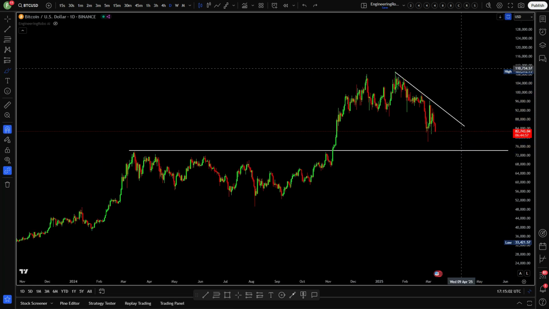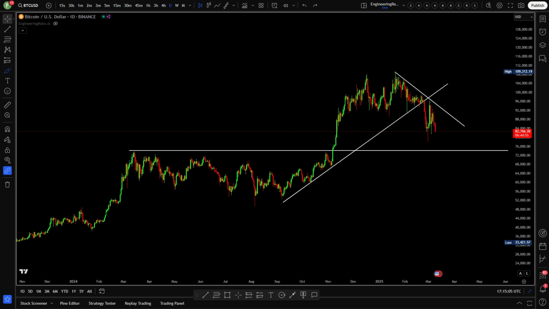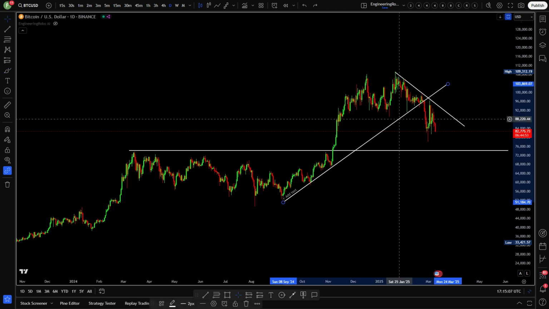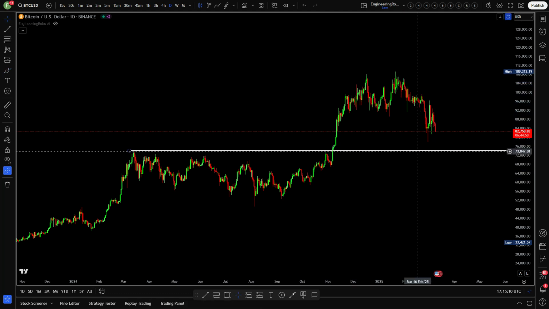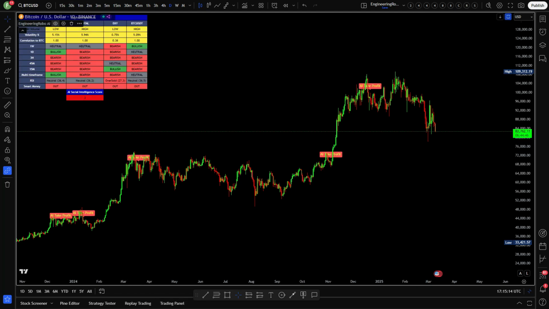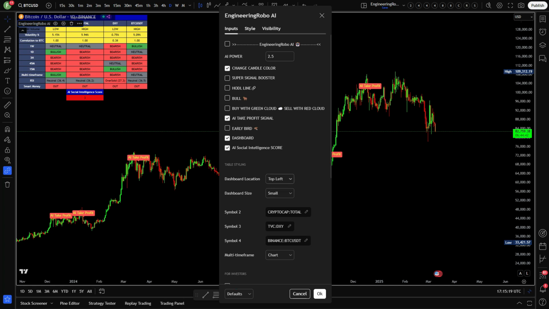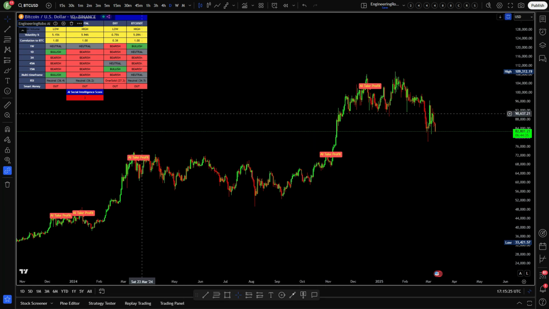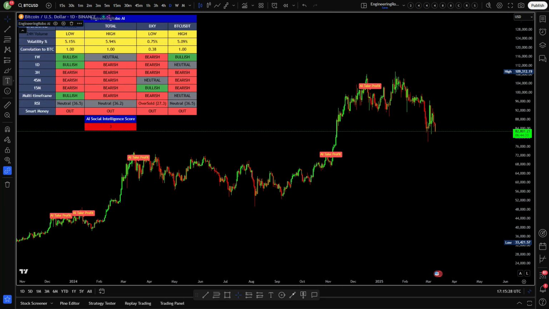So now that we've got our technicals out of the way, what I actually want to do is bring in EngineeringRobo to see how we should play this price action. Let's begin with the dashboard. Let me make that a tiny bit bigger so you guys can actually see it. Normally, when I'm looking at charts, I like to have the dashboard at small size. I've just made that a touch larger.